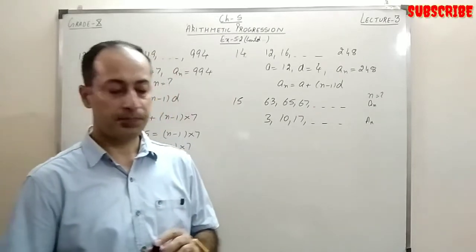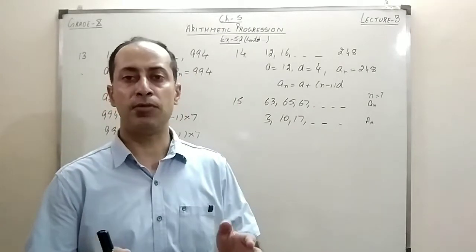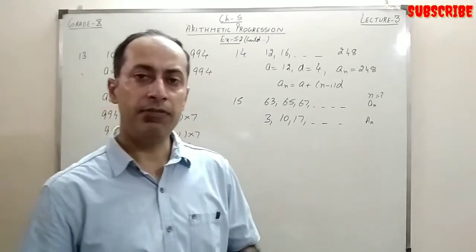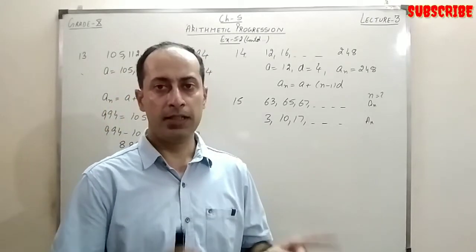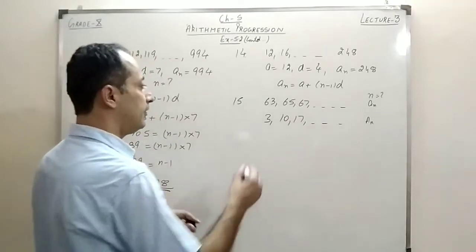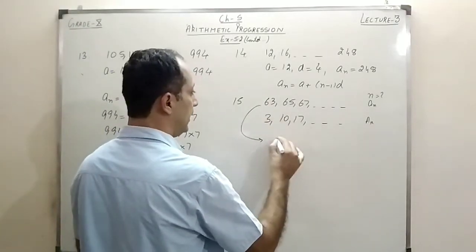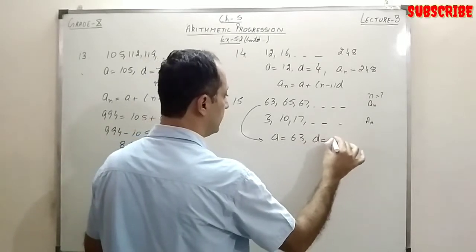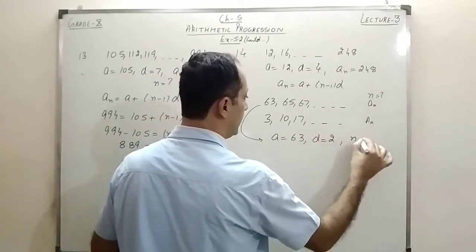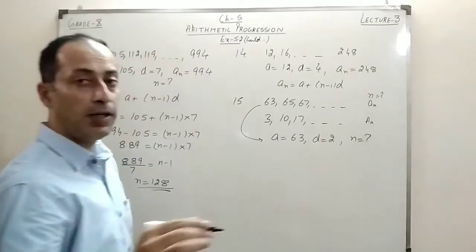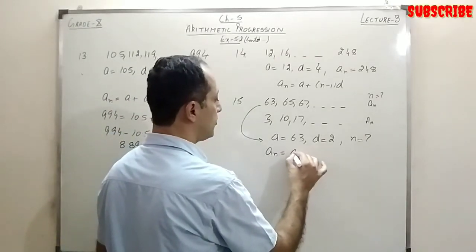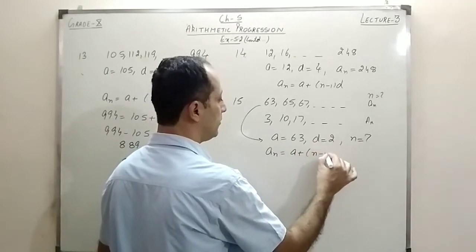So what we do, obviously the first step is to write the first term and the common difference for each AP, and then we find the nth term, right? Let's see how we do. Now I take the first one. For this, A is 63, D is 2, and obviously I don't know n. So what I do, I write AN as AN equals A plus n minus 1 into D.